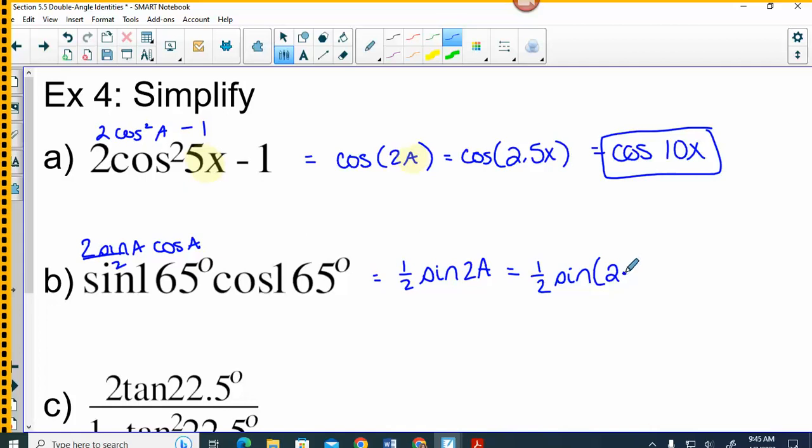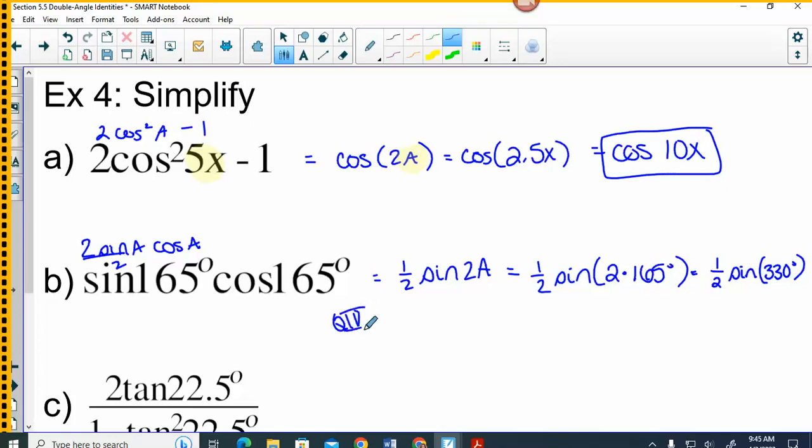So this is 2 times 165. So that's a sine of 330. 330 is in quadrant 4. Reference angle 360 minus 330 is 30. So in quadrant 4, sine is negative. Sine of 30 is 1/2. And we get -1/4.